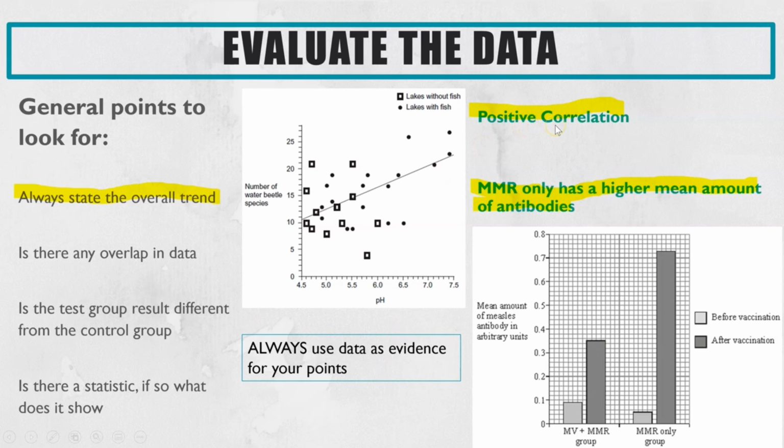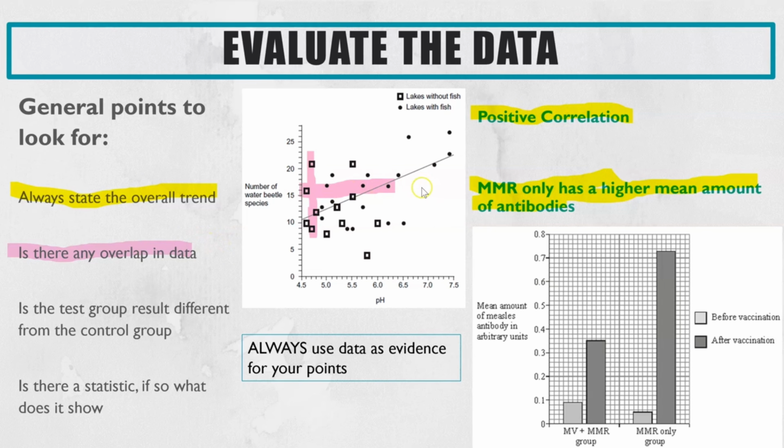Now, for a positive correlation, you won't necessarily be using data, but you should be using the labels on the 2 axes. So we'd be saying there's a positive correlation between pH and the number of water beetle species. Okay, general point number 2 is: is there any overlap in the data?